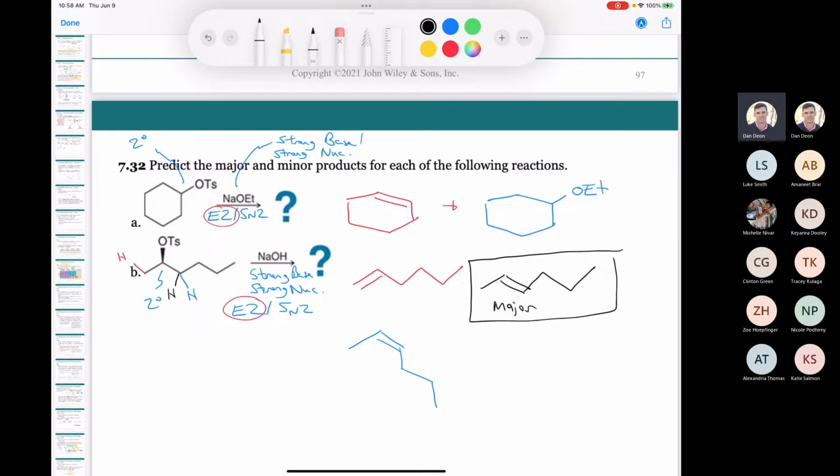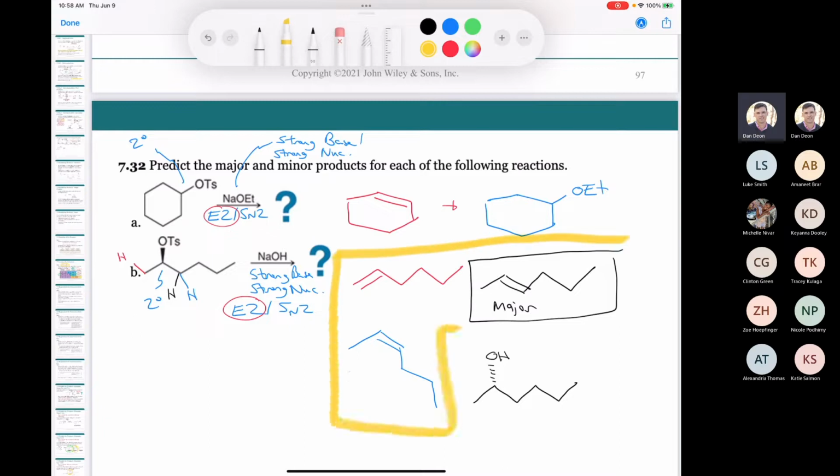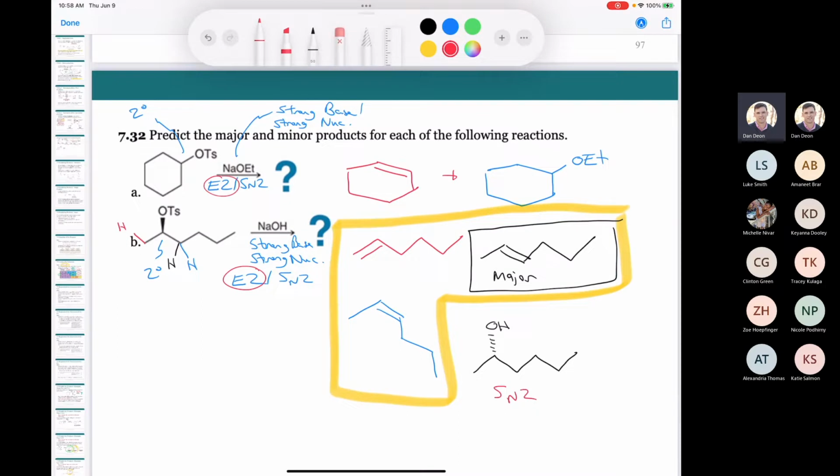All right, and then we're also going to get some SN2, and that's going to occur via inversion of configuration because we do have a stereocenter. So our SN2 product is going to look like this, 1, 2, 3, 4, 5, 6. And now our wedge is going to be converted into a dash, and we'll have our alcohol on there. So again, all of these are the E2 products. This is our major product, the one I have in the black box. And this one here is going to be our SN2 product, which proceeded through inversion of configuration.